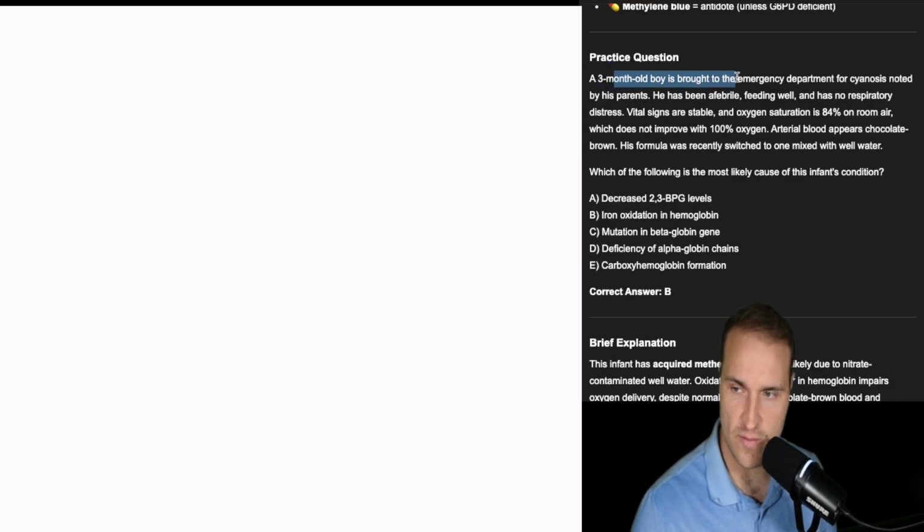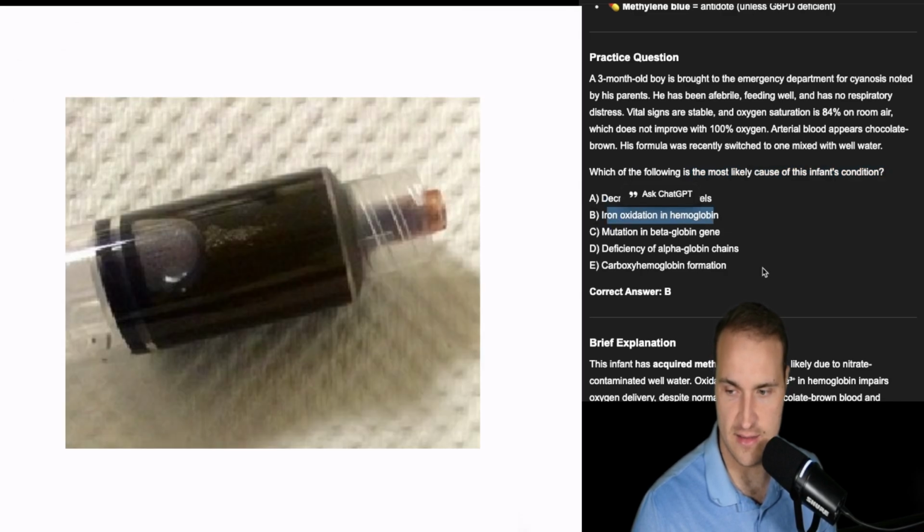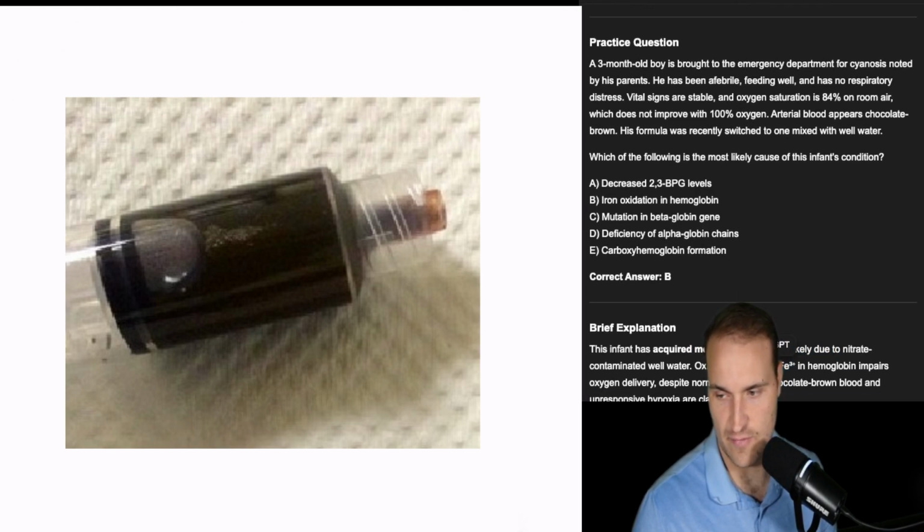There's a 3-month-old boy brought to the emergency department for cyanosis, afebrile, feeding well, no respiratory distress, vital signs are stable. Oxygen sat 84, does not improve with 100% oxygen. Ooh, okay. Arterial blood shows chocolate brown. His formula was recently switched to one that was mixed with well water. What's the most likely cause of his condition? Iron oxidation. He's got acquired methemoglobinemia. We have the Fe2 going to Fe3. You've got all the oxygen you could ever want. It's not going to solve it because it's formed wrong.